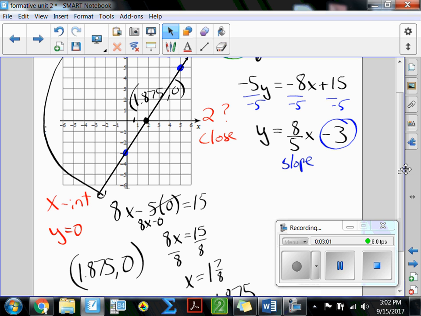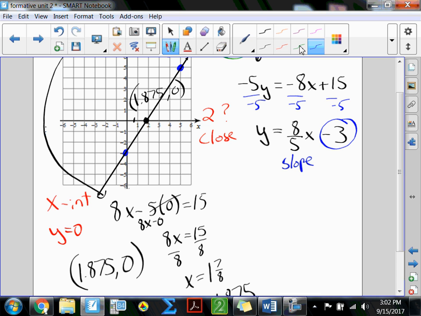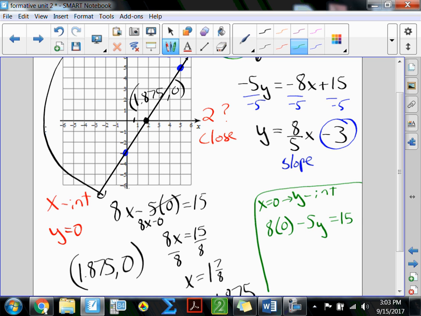If I wanted to find the y-intercept from my original equation without converting it to slope-intercept form, I could find my y-intercept by letting x equal 0. And so I could say 8 times 0 minus 5y equals 15. 8 times 0 is 0. 0 minus 5y is negative 5y. Divide by negative 5 on both sides, and I'll get y equals negative 3, which I already had, but that's just another way to do it.